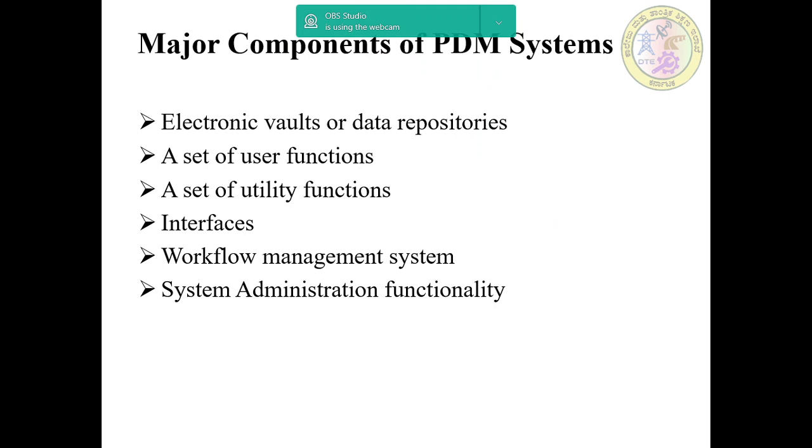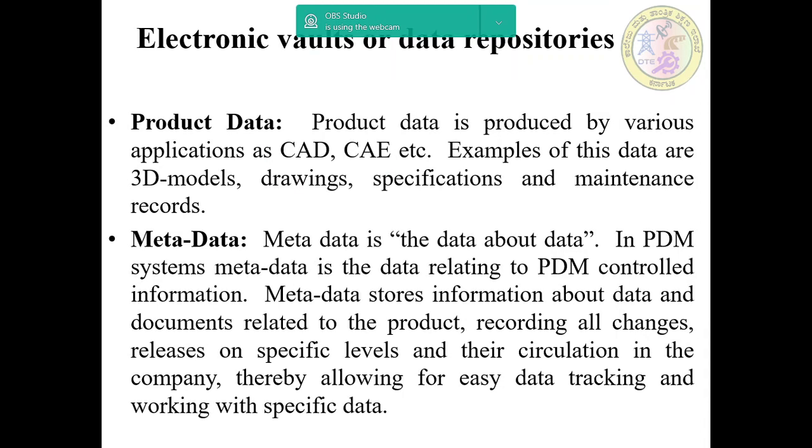And then major components of PDM systems. The PDM system mainly consists of the following components: electronic vaults and data repositories, a set of user functions, a set of utility functions, interfaces, workflow management system, and finally system administration functionality. We'll discuss one by one. First we'll take electronic vaults.